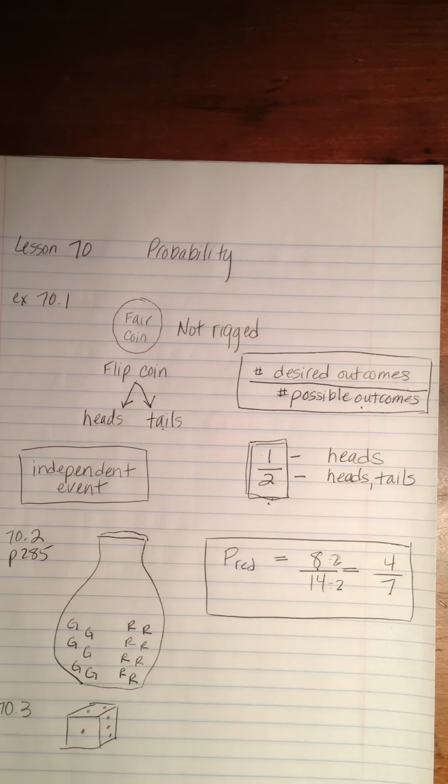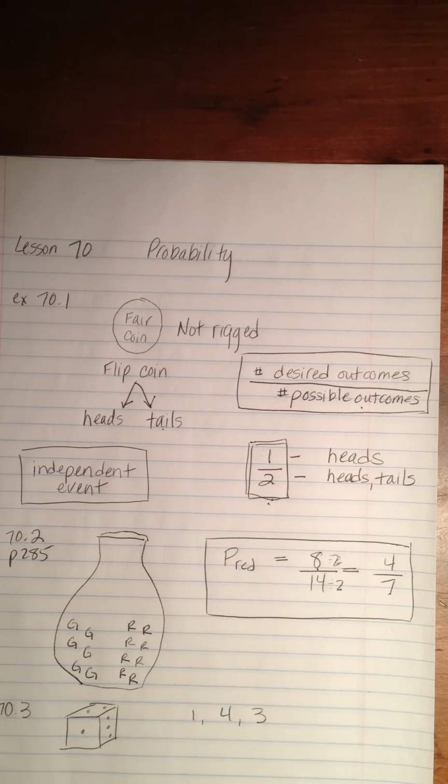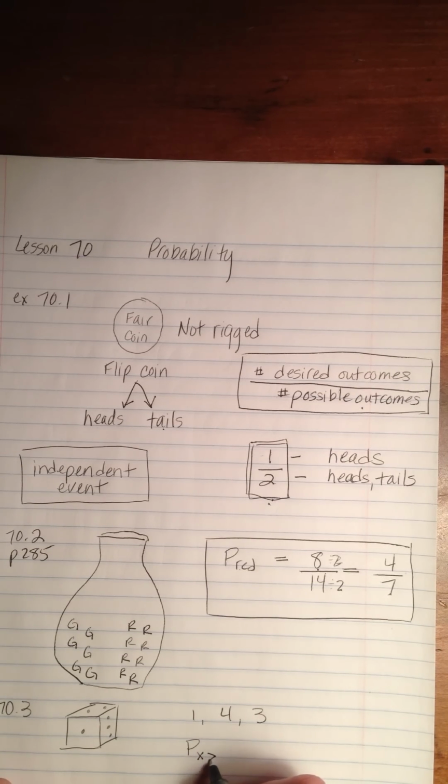The results are 1, 4, and 3 in that order, right? So we got a 1 and a 4 and a 3 in that order. What is the probability that the next roll will produce a number greater than 2? Okay, so we're looking for the probability that the number will be greater than 2.